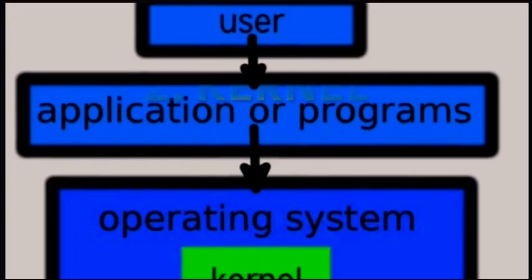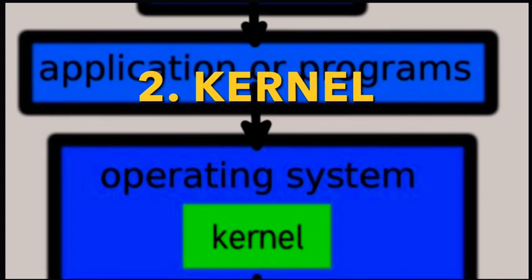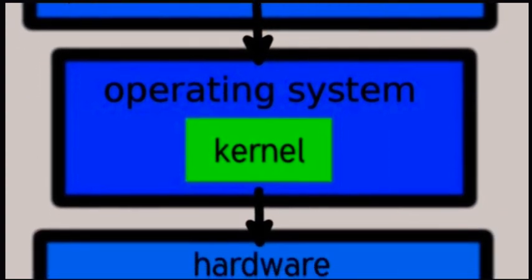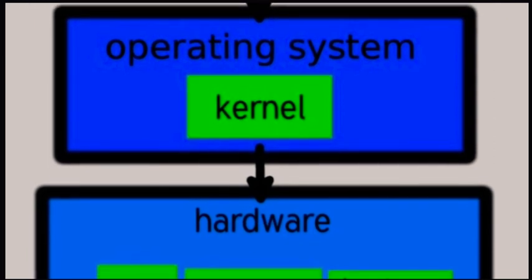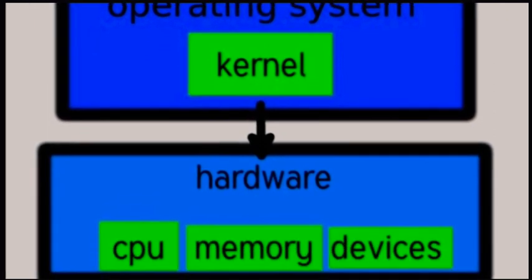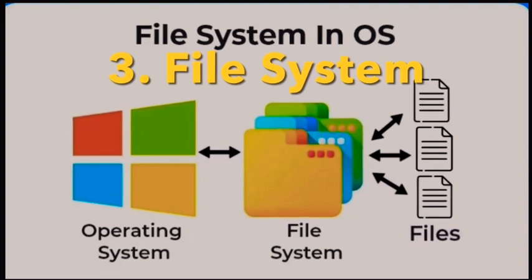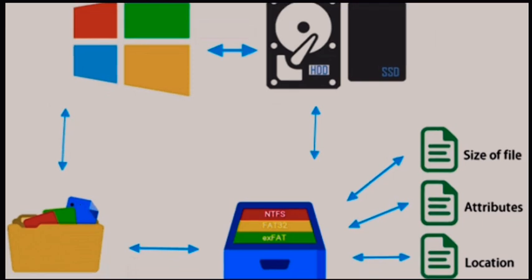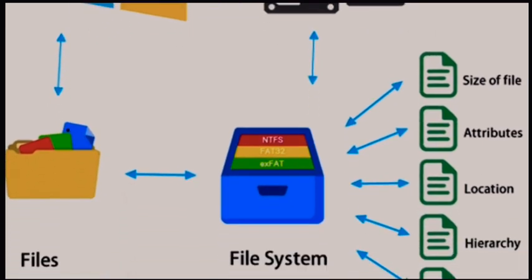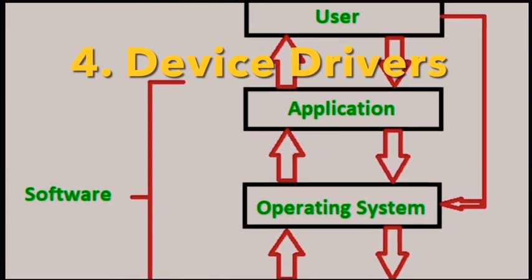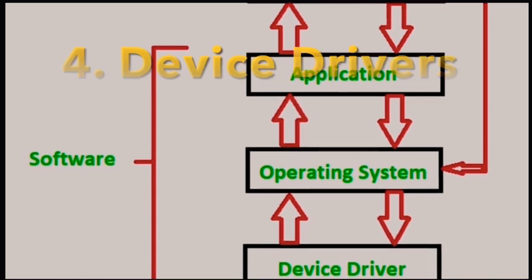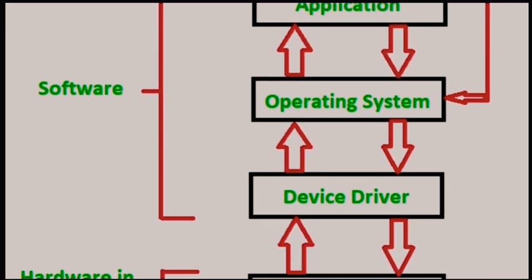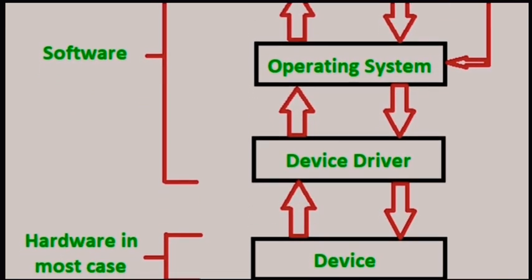Kernel. The kernel is the core of the operating system, managing hardware resources and providing essential services. It handles tasks such as process management, memory management, and device communication. File system. The OS organizes data on storage devices through a file system. It manages files, directories, and file access permissions. Device drivers. These are specialized programs that enable communication between the operating system and hardware devices. Drivers facilitate the use of peripherals like printers, graphics cards, and network adapters.